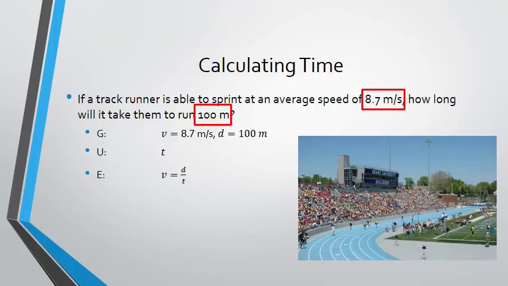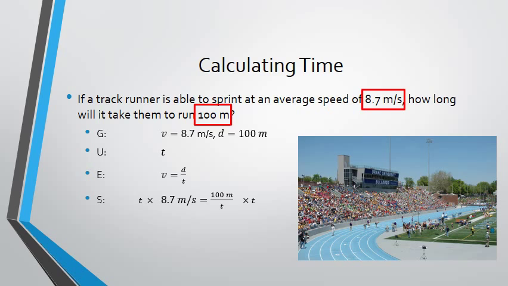So let's plug in our information that's given to us into the equation. On the left side, we have a speed of 8.7 meters per second equals, on the right side, the distance on top is 100 meters, and the unknown is time, which is on the bottom. 100 divided by an unknown number is 8.7. I don't like having an unknown in the denominator, so I'm going to get rid of that. Since I'm dividing by t, I'm going to do the opposite. I'm going to multiply by t. I have to, of course, do that on both sides.